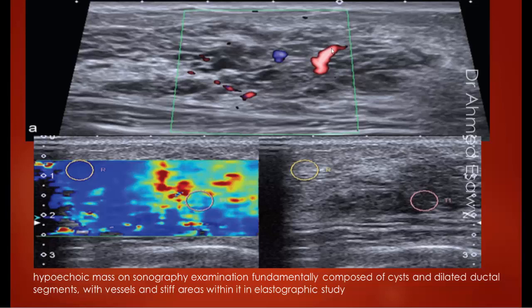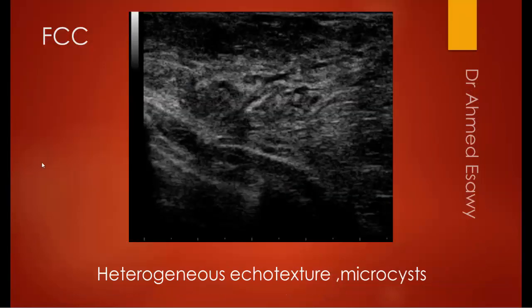A hypoechoic mass composed of multiple cysts and dilated ductal segments, ductectasia, which may be isolated or associated with microcysts, with vessels, showing a stiff area on the elastographic study. Heterogeneous echotexture of microcysts is a presentation of fibrocystic change.